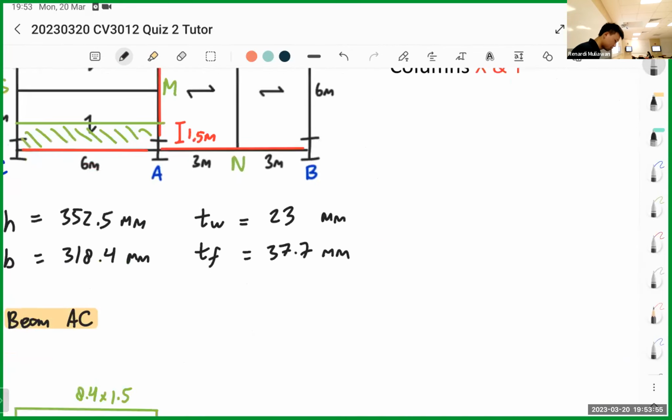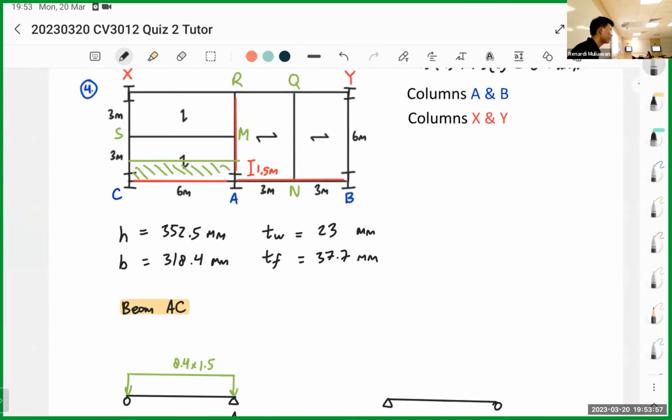Beam AB. So first things first, you check if there's UDL or point load at beam AB. So beam AB is this thing. So this is beam AB. Are there any UDL? The answer is no. There's no UDL going to beam AB, but there's one point load, which is at point N.